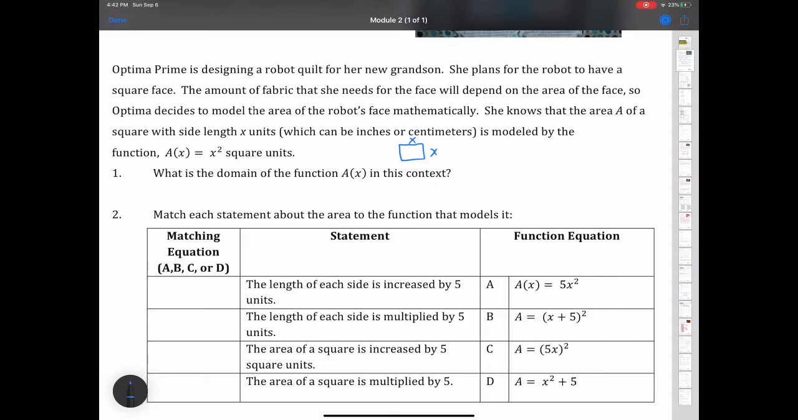Well, if we're looking at the domain of a function with real dimensions, that means that we must have positive dimensions, right? So we can't have a square with a negative side length. So what that means is that our domain is going to be from 0 to as big as she can make it, which we'll say, just for fun, is infinity. So the domain is equal to 0 to infinity on the x-axis.